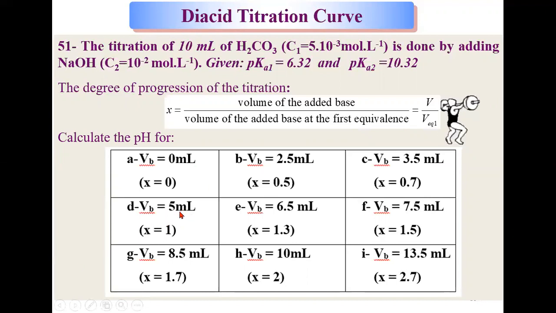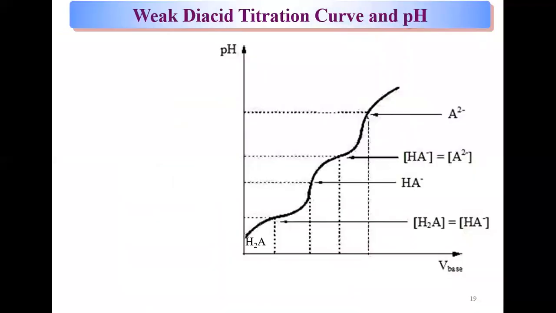Here I don't have to, automatically X is 1, my first equivalence is thus 5. Automatically 5 milliliters is my first without any calculation. 10 milliliters will be my second equivalence point, and of course here X will be 2. When X is equal to 0.5, this volume is the half equivalence point. At 1.5, this is the second half equivalence. So those are automatics.